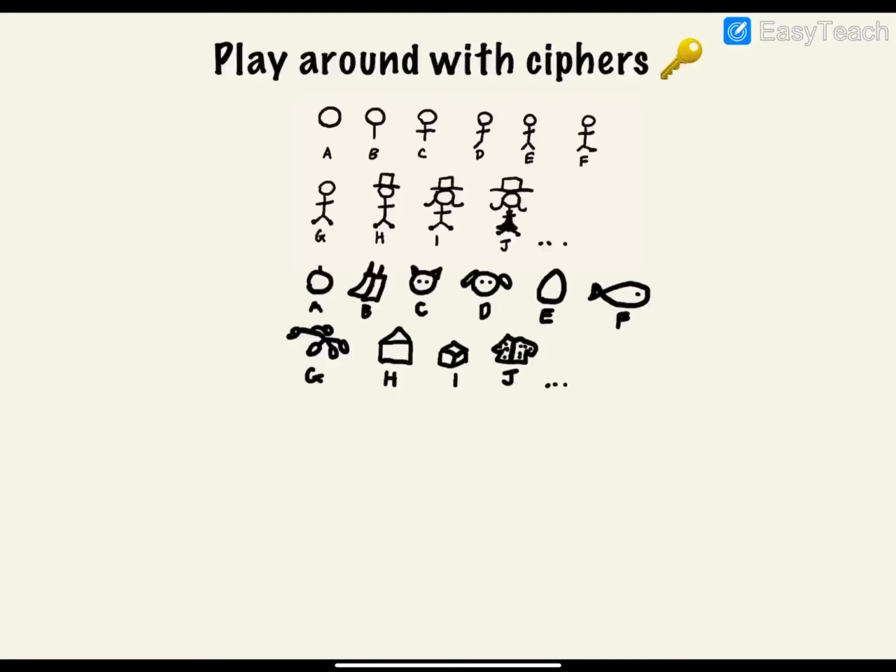I'll give you a few more minutes to make your own ciphers and maybe create a message and teach your parents or friends how to decode and work out your cipher.